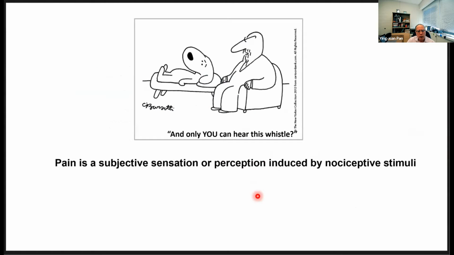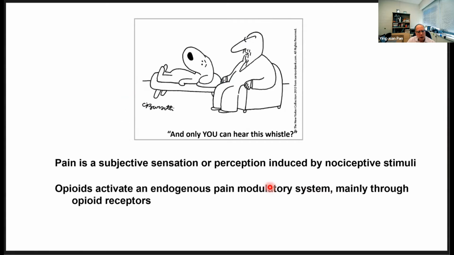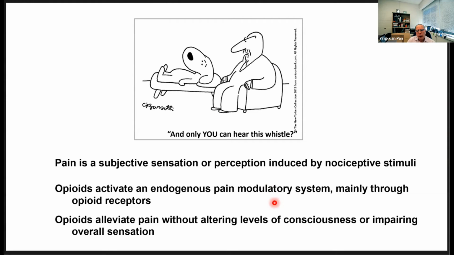So what is pain? Pain is a subjective sensation or perception induced by nociceptive stimuli. What the opiate does is to activate the endogenous pain modulatory system, mainly through the opiate receptors. Unlike a general anesthesia reagent such as isoflurane, opiates relieve pain without altering the level of consciousness or impairing overall sensation. Pain is still there, but just not felt. You can still hear this whistle.